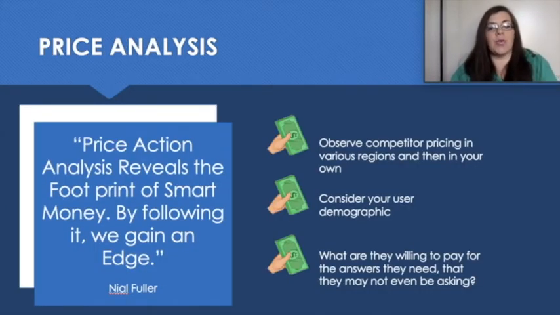Price analysis. Price action analysis reveals the footprint of smart money. By following it, we gain an edge. So some points here: observe competitor pricing in various regions and then in your own. Look at what other people are charging. Are you in line with them? Are you devaluing your services? Are you valuing them too much? What is the going rate? Is there a standard for your price point? Consider your user demographic. It's going to differ region by region, and then it's also going to differ based on the socioeconomic status of the people that you serve.